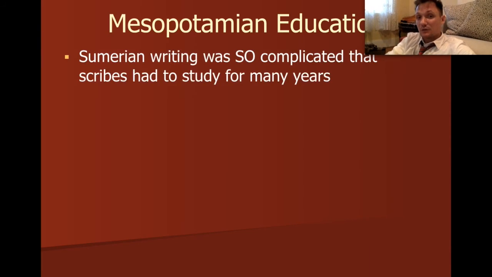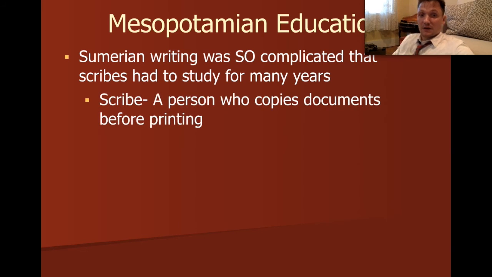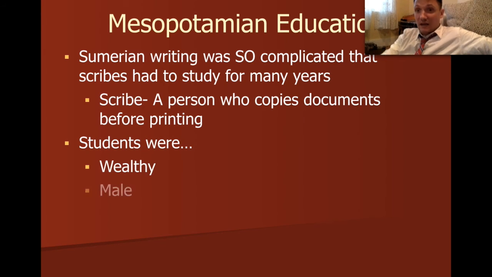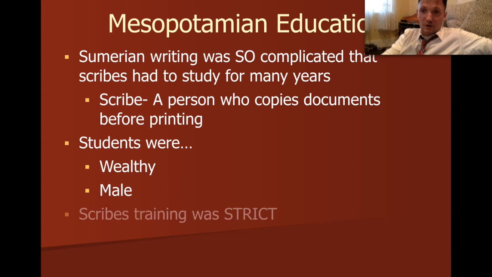Mesopotamian education included a bunch of different things, but Sumerian writing was so complicated that scribes had to study for many years. Now, a scribe is a person who copies documents. They were very essential before the printer, and the printer wasn't even invented until 1450 by Johannes Gutenberg, right? I'm sure you guys knew that already, though. So, students were required to be two things: wealthy, and a boy, unfortunately. It was just one of those things.